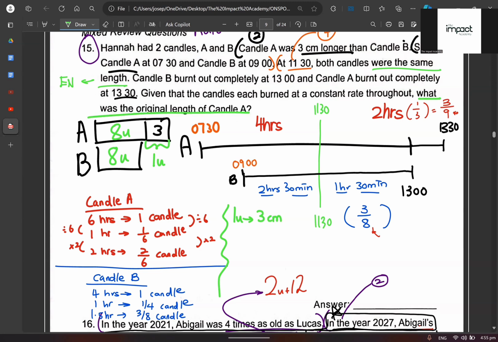So I have a problem. The question says, what is it that they want us to find? The original length of the candle. Am I making sense? To find the original length of the candle, we just have to find 9 units of candle A. So 3 times 9, therefore your answer has to be 27 centimeters. Therefore, this is your answer for this question.